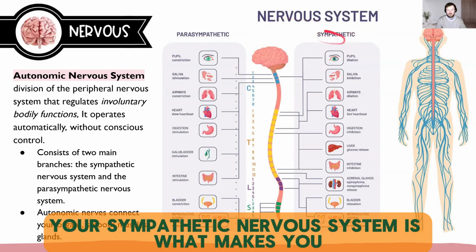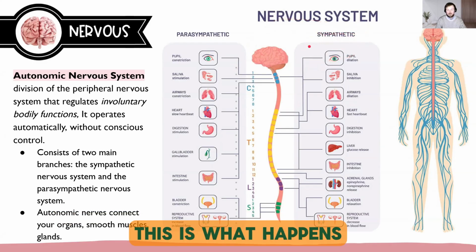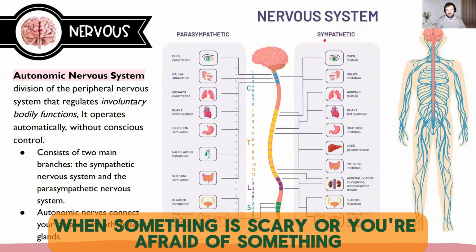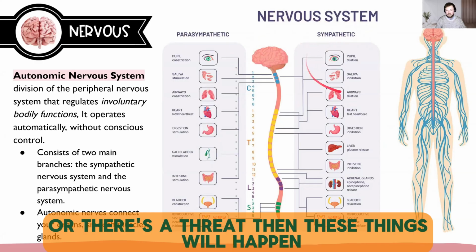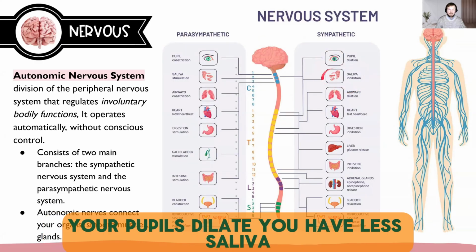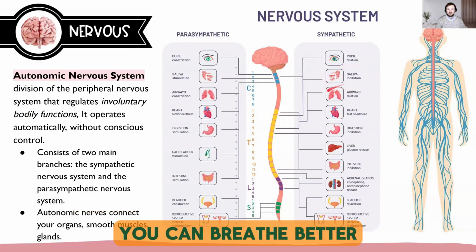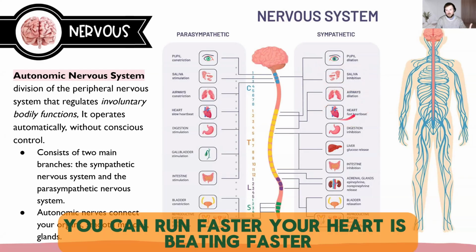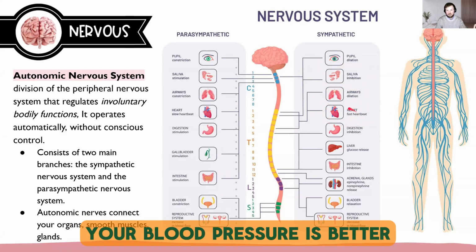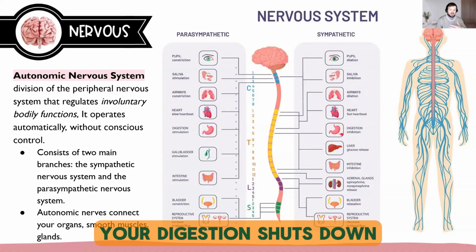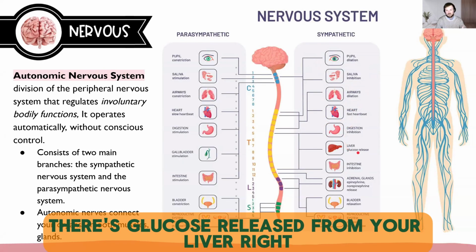Your sympathetic nervous system is what makes you excited, right? This is what happens when you go into fight or flight mode. When something is scary, or you're afraid of something, or there's a threat, then these things will happen. Your pupils dilate, you have less saliva, you can breathe better, you can run faster, your heart is beating faster, your blood pressure is better, your digestion shuts down, there's glucose released from your liver, right?